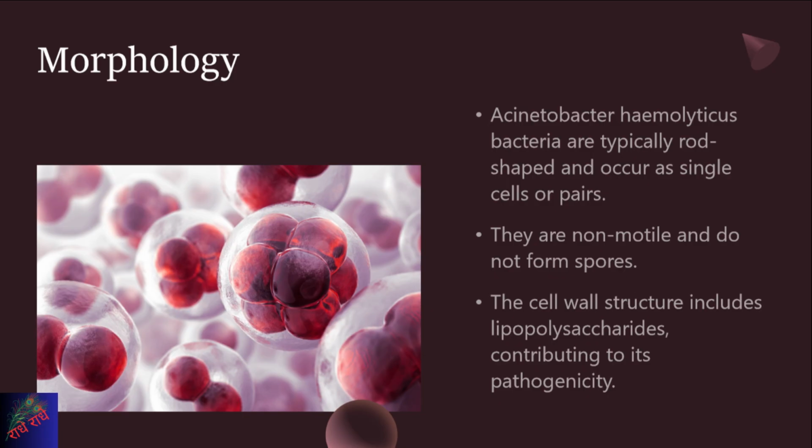Acinetobacter hemolyticus is a non-motile, rod-shaped bacterium, typically found in single cells or pairs. Its cell wall contains lipopolysaccharides, making it a pathogenic organism. Laboratory testing through media such as blood agar or MacConkey agar can be used to culture and study this bacterium further.